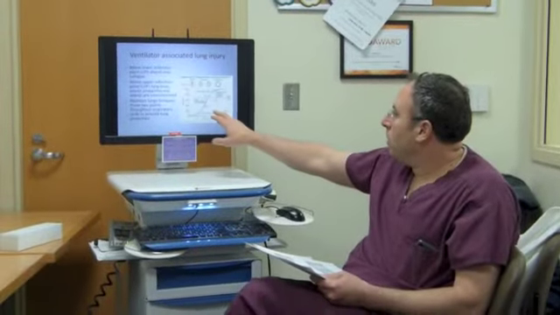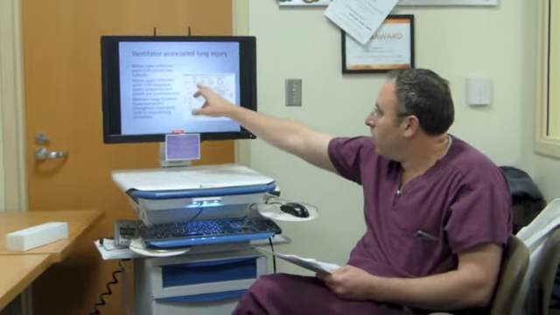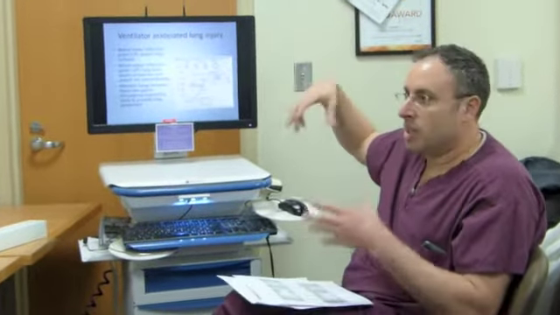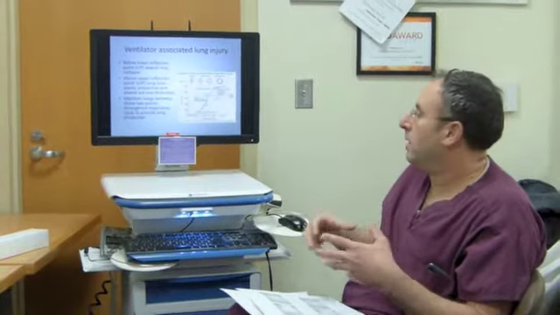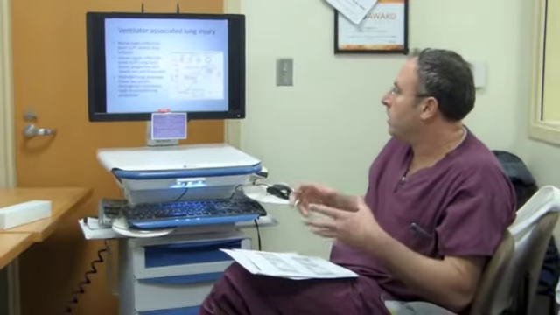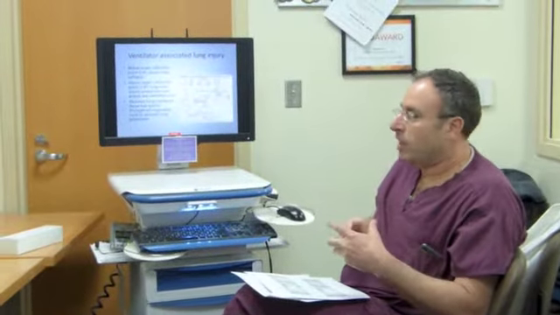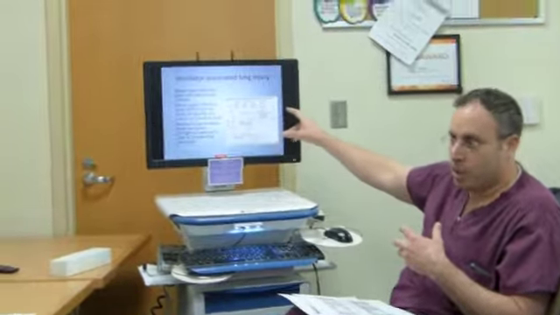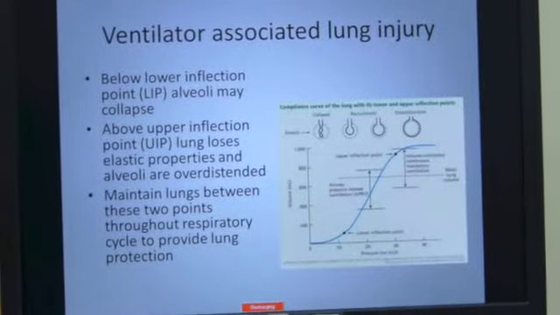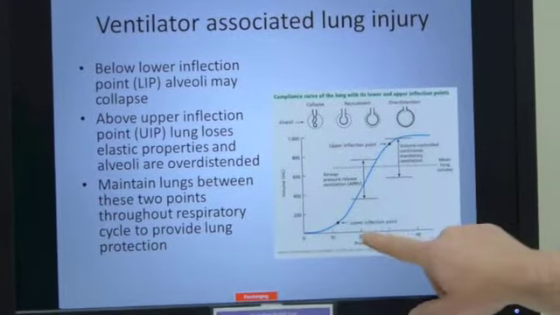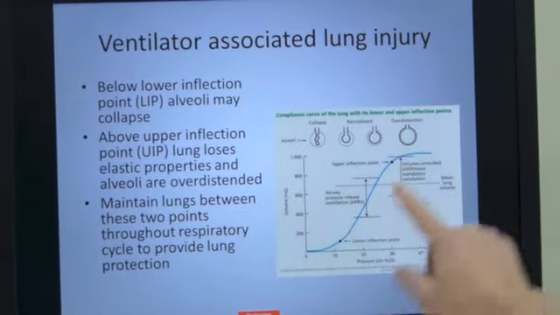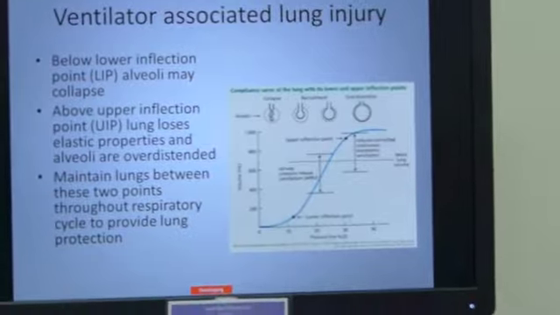If you look below the lower inflection point, you might have alveolar collapse. And if you look above the upper inflection point, you might have overdistension of the lungs, where the lungs lose their elastic properties and the alveoli become overdistended. The whole idea of safe ventilation is to ventilate people below the upper inflection point and above the lower inflection point. So anytime you're ventilating someone, no matter what mode you're using, the whole idea is to be below the upper and above the lower. You ventilate people between these two points. It's when you violate these points that you can cause patient harm.